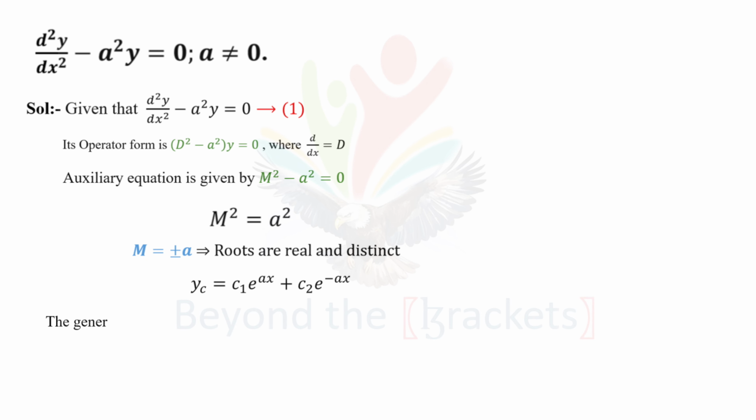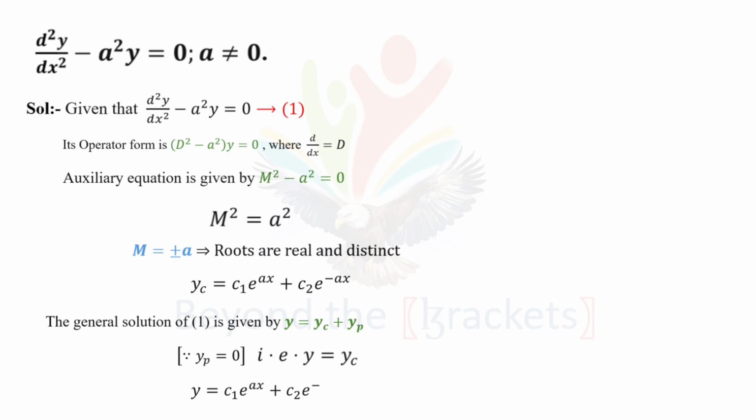The general solution of equation 1 is given by y is equal to yc plus yp. Since the given equation is homogeneous, the particular integral yp is equal to 0. Therefore, the general solution reduces to y is equal to yc. So, y is equal to c1 e power ax plus c2 e power minus ax.